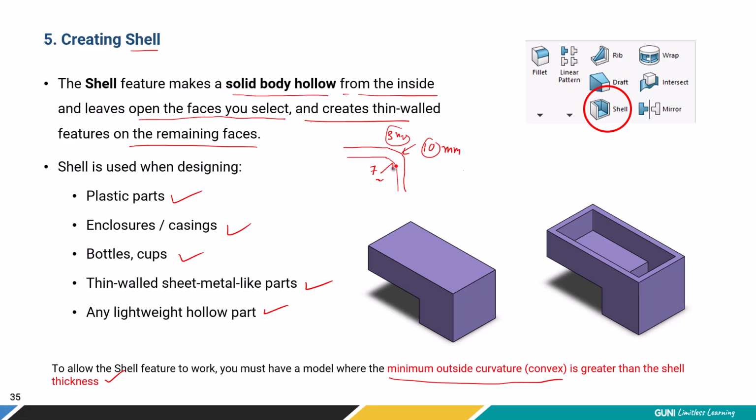If the wall thickness is more than this value or equal to this value, just imagine what will happen. If it is equal, it is going to create a sharp solid edge. If it is more than this thickness, let's say 12, it is not able to create or apply the cell feature for such situations. So that's why you have to remember this one condition.